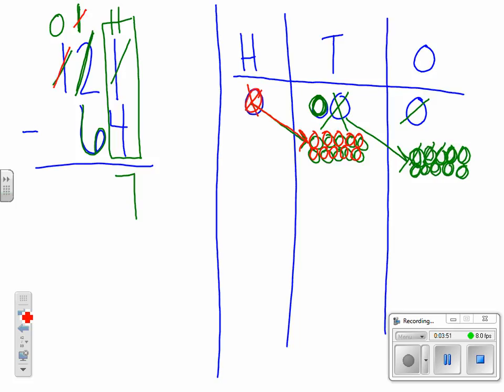So now I don't have any hundreds, but I do now have 11 tens. Now I can take away that 6, and I'm left with 5 tens. 1, 2, 3, 4, 5. This is great because it shows you why you actually borrow. It gives you a great representation of that.